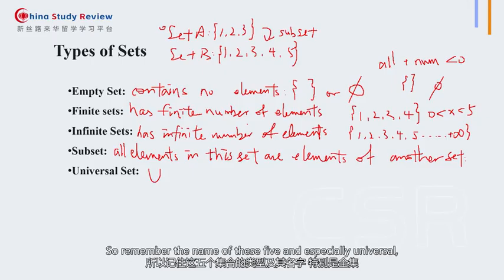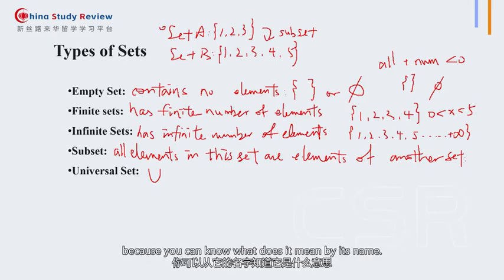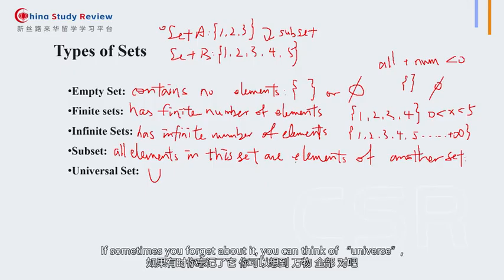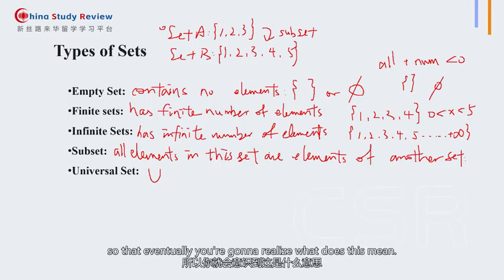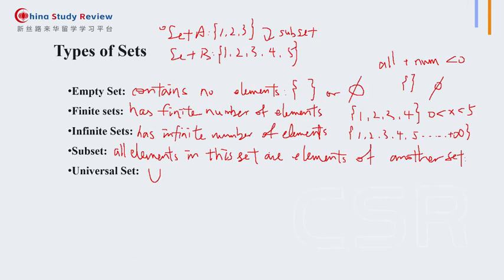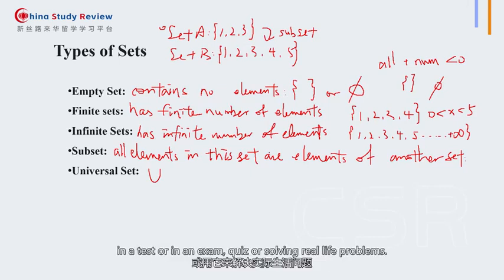So remember the name, especially universal, because you can know what it means by its name. If you sometimes forget about it, you can think of universal, universe, right? It contains everything, so eventually you're going to realize what this means, when you sometimes need it in a test, an exam, a quiz, or solving real life problems.